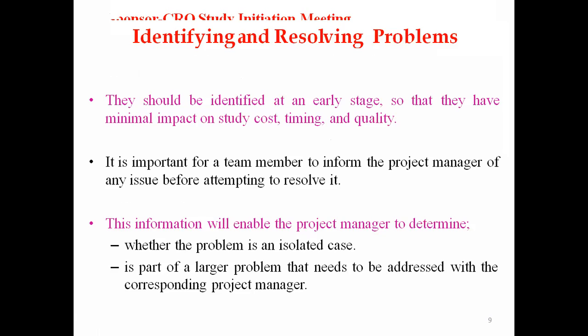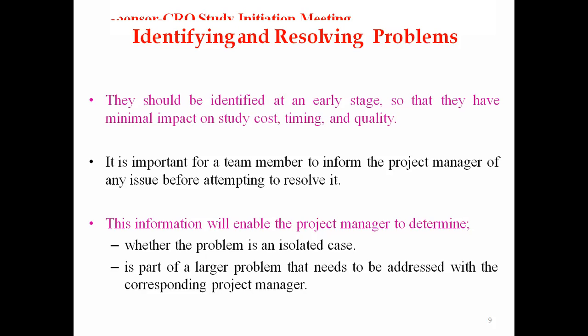Otherwise, if they didn't identify it at the earlier stage itself, but at the final stage or just before the final stage, that will be a more time-wasting process. Along with that, the quality may have to be compromised because of the timeline, and the cost and time and each and everything has been wasted. So for that reason, it is important for each and every team member to inform the project manager of any issue before attempting to resolve it.